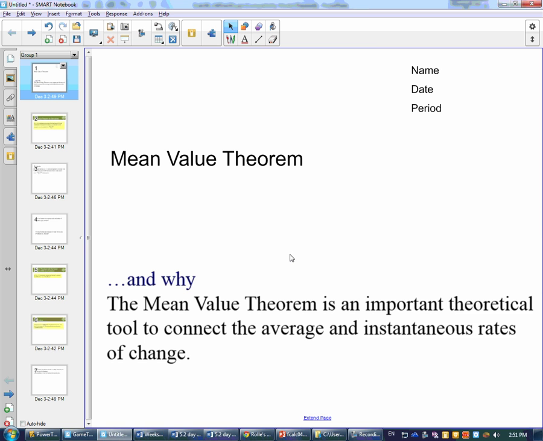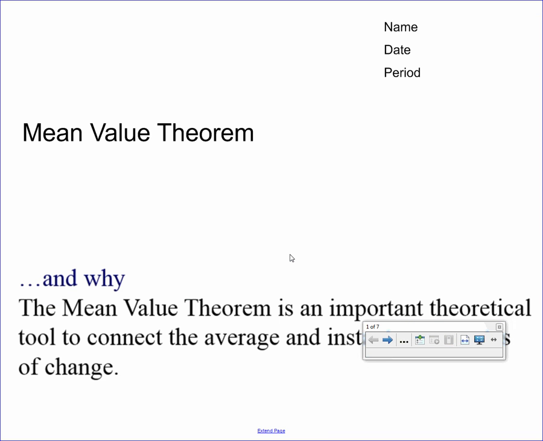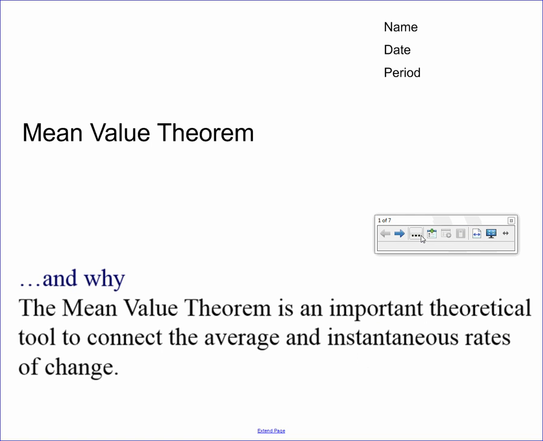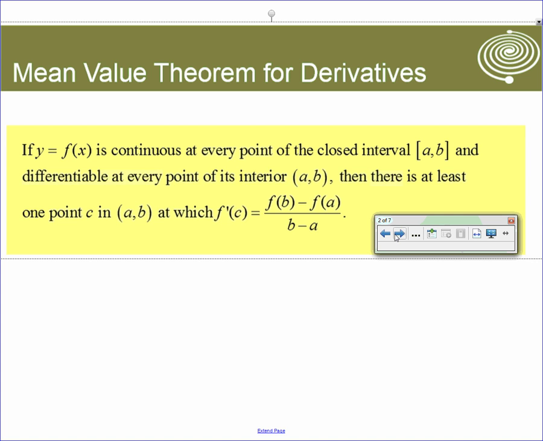And we are studying the mean value theorem because it's an important connection between the average and the instantaneous rates of change. If you remember back at the beginning of the year, we talked a lot about the average rate of change and the instantaneous. Remember, that's just another word for the derivative. So first, we're going to copy the text of the mean value theorem into our notes.